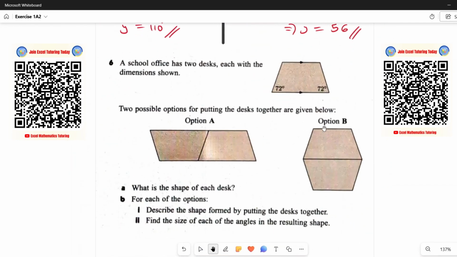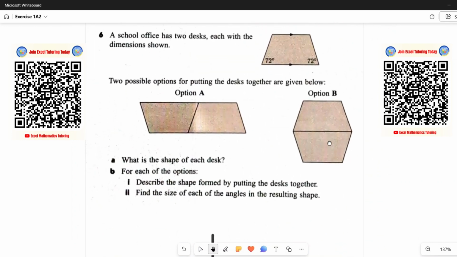Now moving on to the next one. This is the last question in exercise 1A part 2. Here they have given a school office has two desks, each with the dimension shown, that is 72 degree. So what is this figure? This figure is a trapezium with two sides parallel.